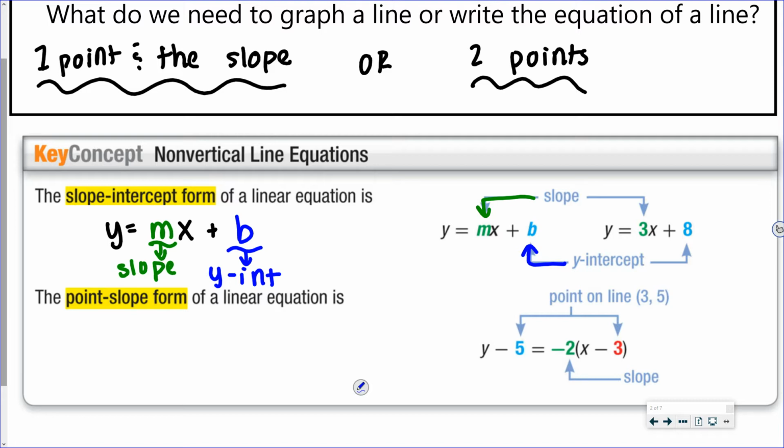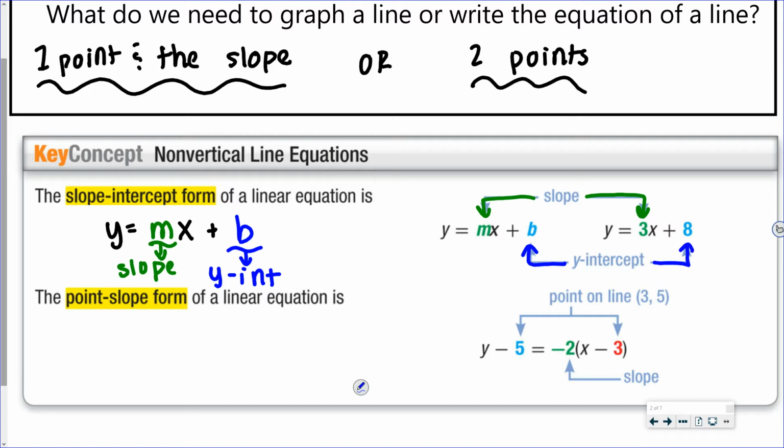So in this example, if I have y equals 3x plus 8, 3 would be my slope. Let me get my colors consistent. 3 would be the slope. That would be my ratio. That would be my rise to the run. It would cross the y-axis at 8. 8 would be my y-intercept.